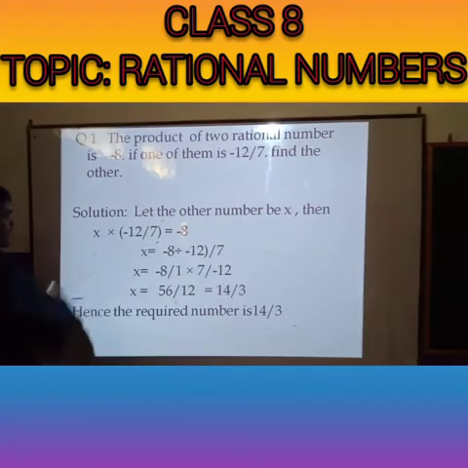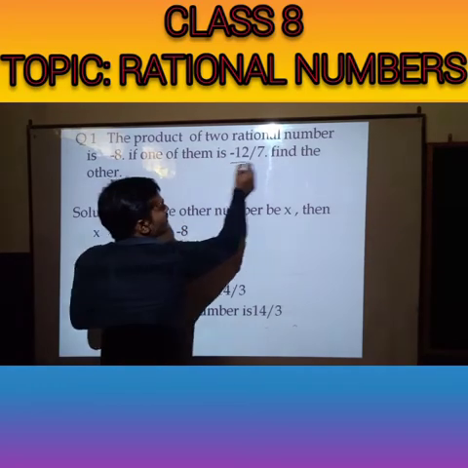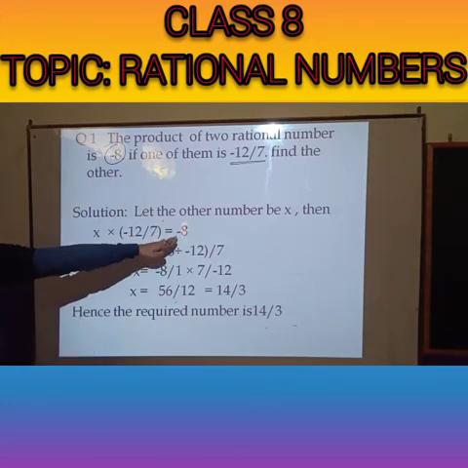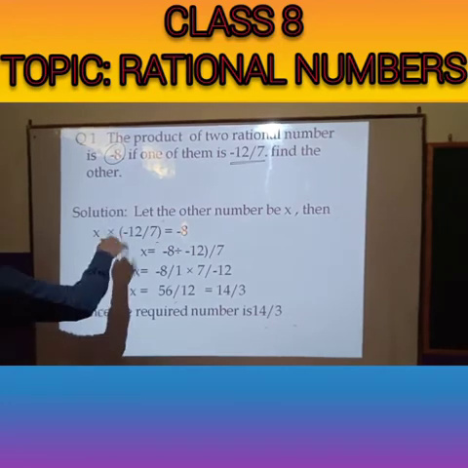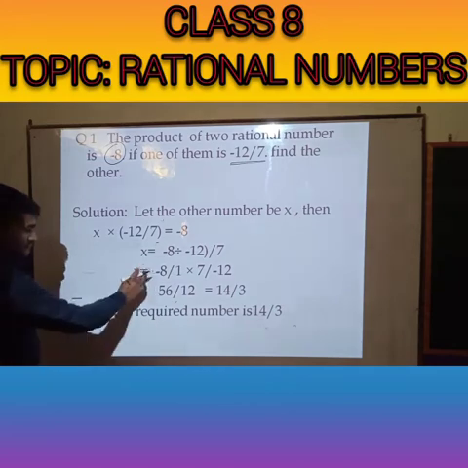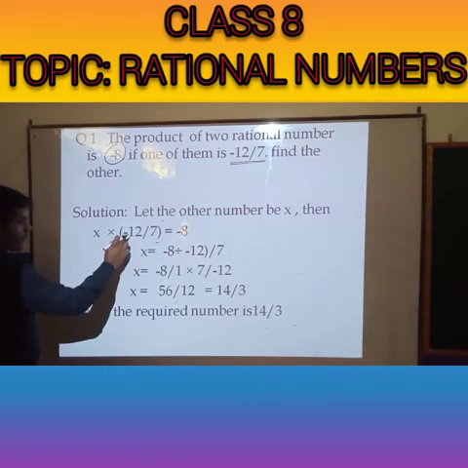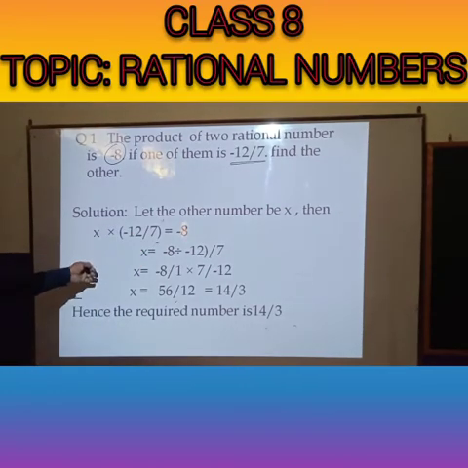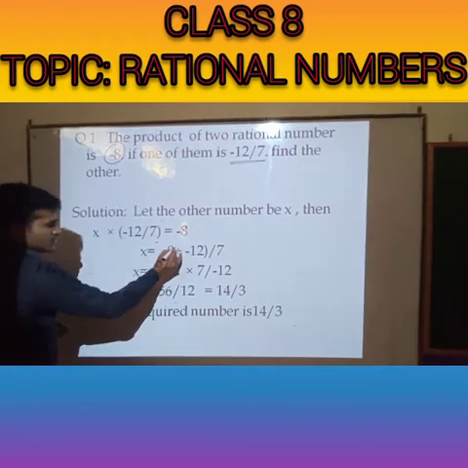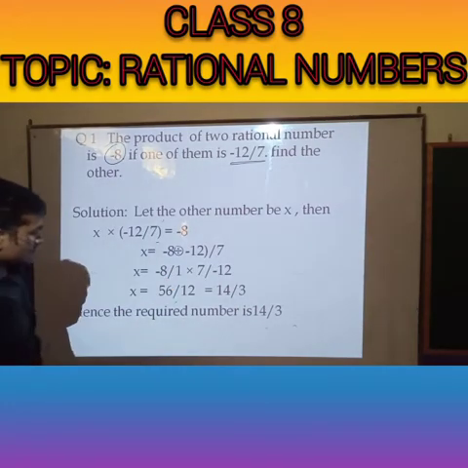Then the product of this rational number x into minus 12 upon 7. X we have considered, and minus 12 upon 7 is already given. Its product is given as minus 8. So x into minus 12 upon 7 is equal to minus 8. Now by the transposition law we will transpose minus 12 upon 7 from left to right. So we get x is equal to minus 8, which is already on the right side, and here minus 12 upon 7 is multiplied on the left hand side. When you transpose it, its sign changes, that is, divide.